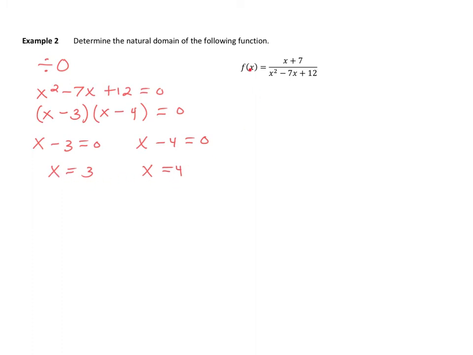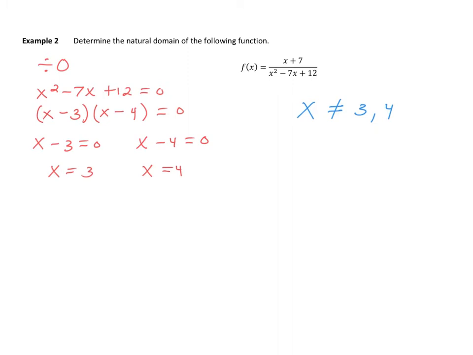These two numbers, if put into the function, make the denominator equal 0. And those are the only two numbers where that happens. What this means is we are not allowed to use 3 or 4 for the domain of this function. So if you're being very quick about it, you could say, well, x can be anything except 3 and 4.